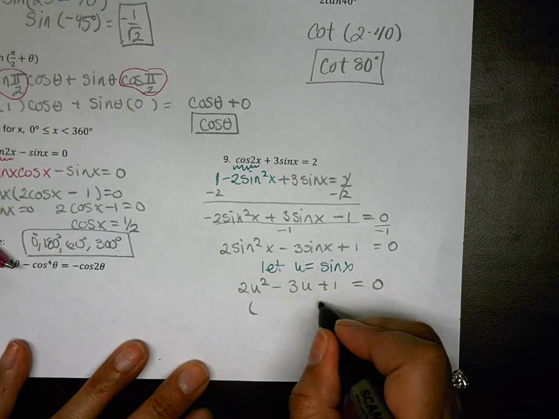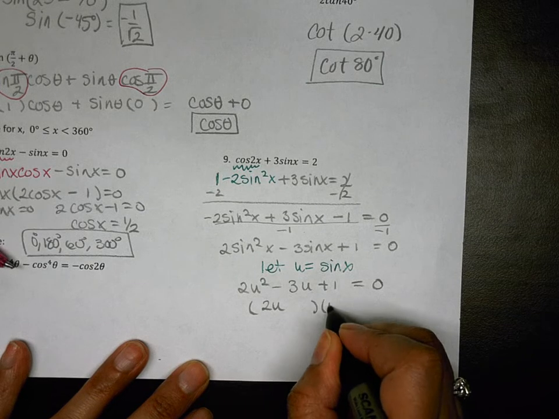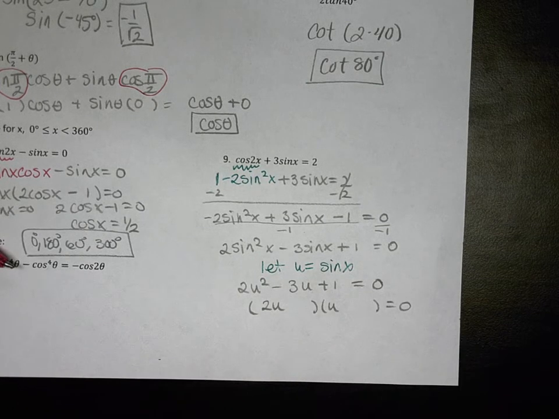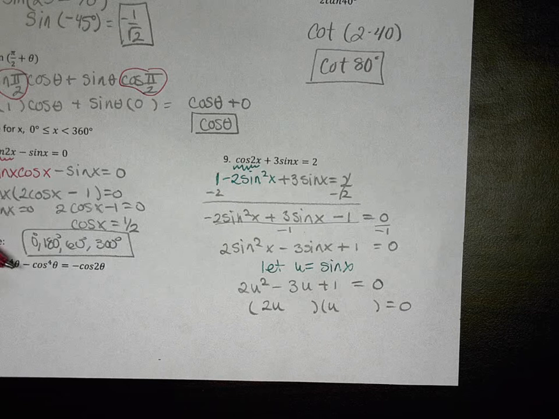Double bubble. What's nice about 2u squared is the only factors for 2u squared are 2u and 1u. Go ahead and do that now. Continue factoring.